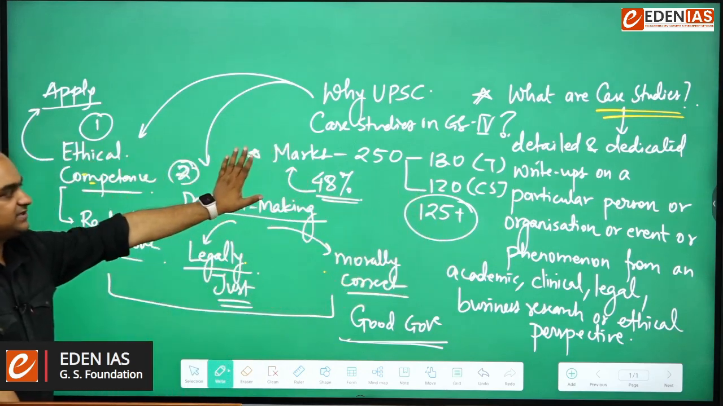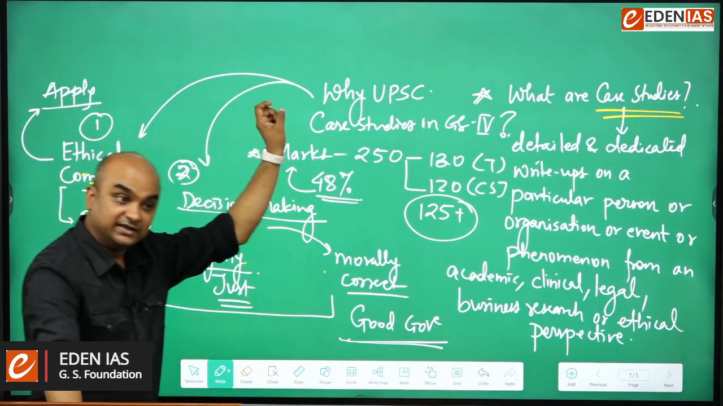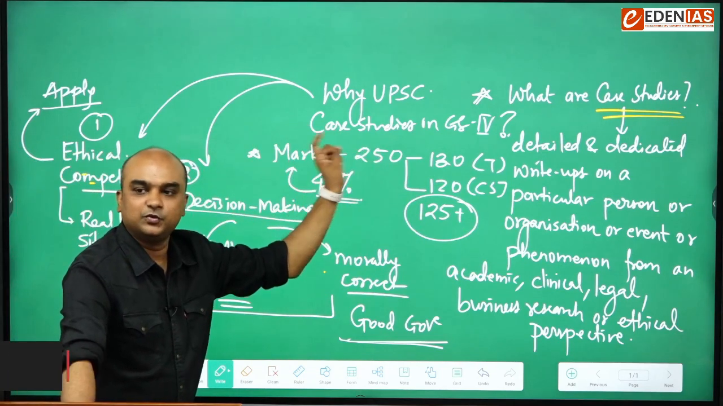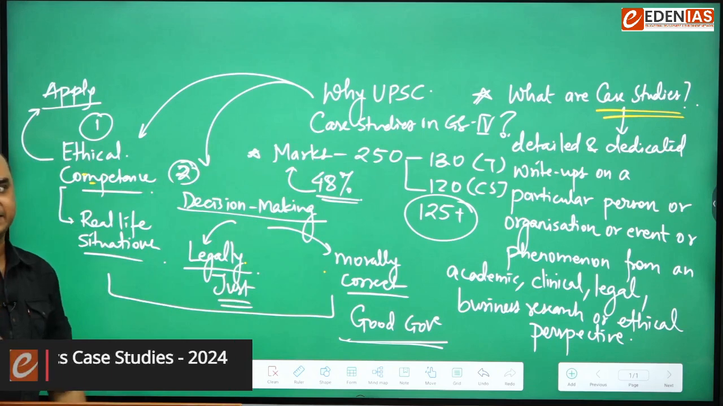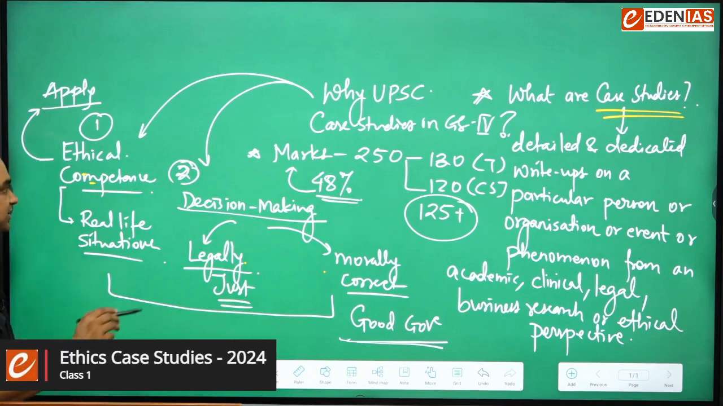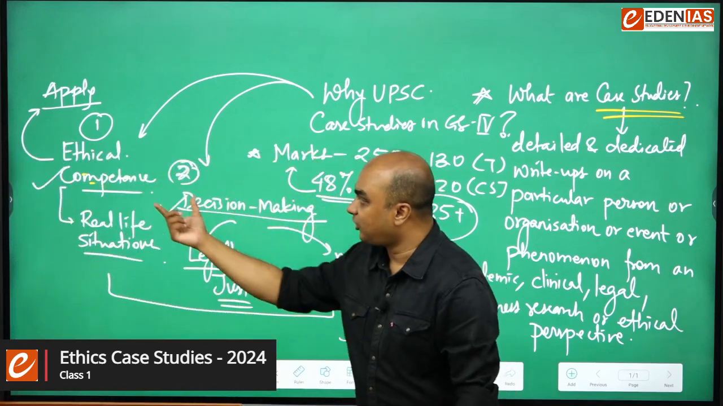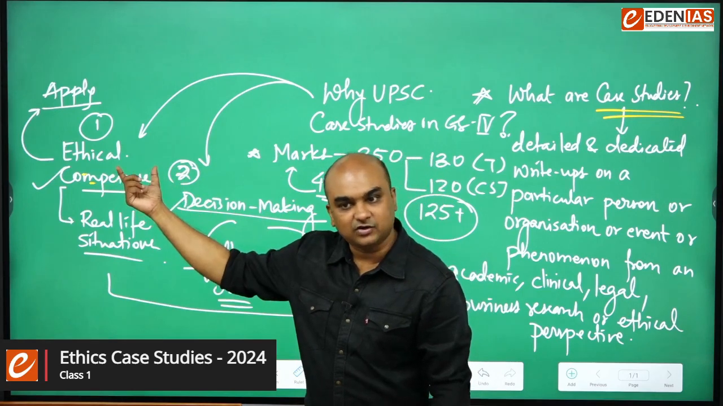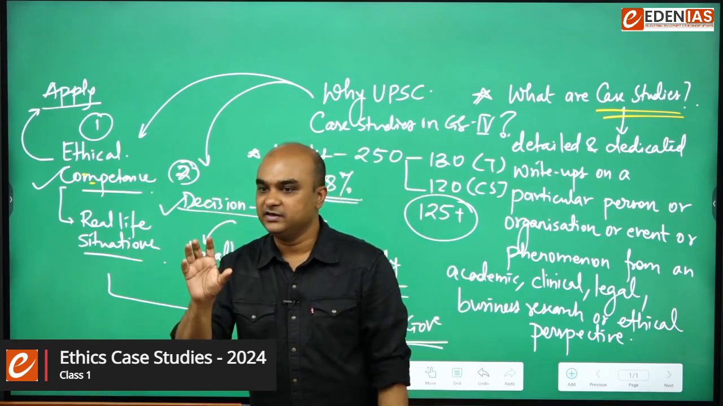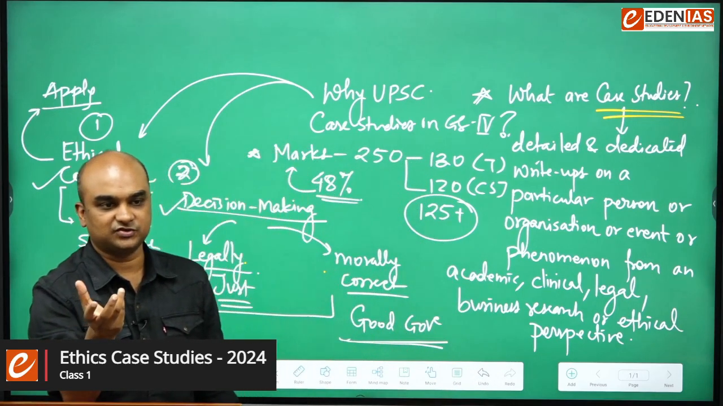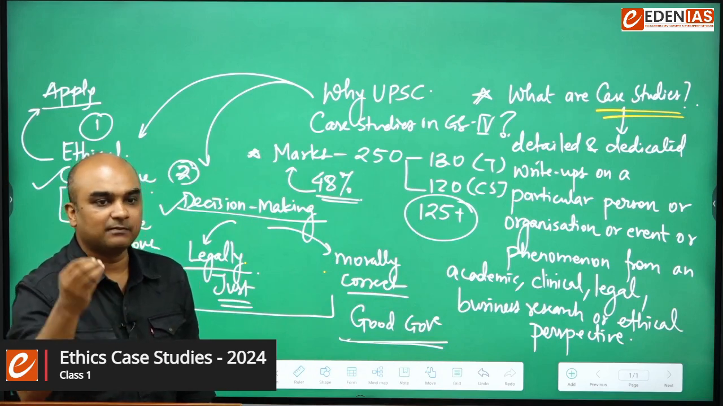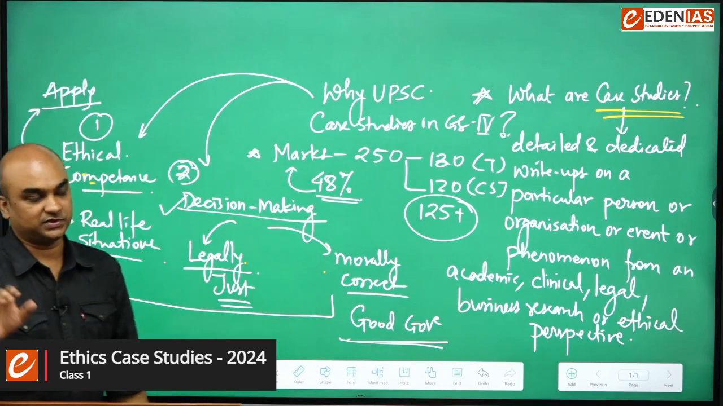And why did UPSC introduce case studies in GS paper 4? Because UPSC wanted to check whether the candidate appearing for the examination has ethical competence or not and can take ethical decisions or not. Do you understand that? So this ethical competence can be checked only by throwing you into real life kinds of situations. Therefore, these case studies are modeled on real life situations.